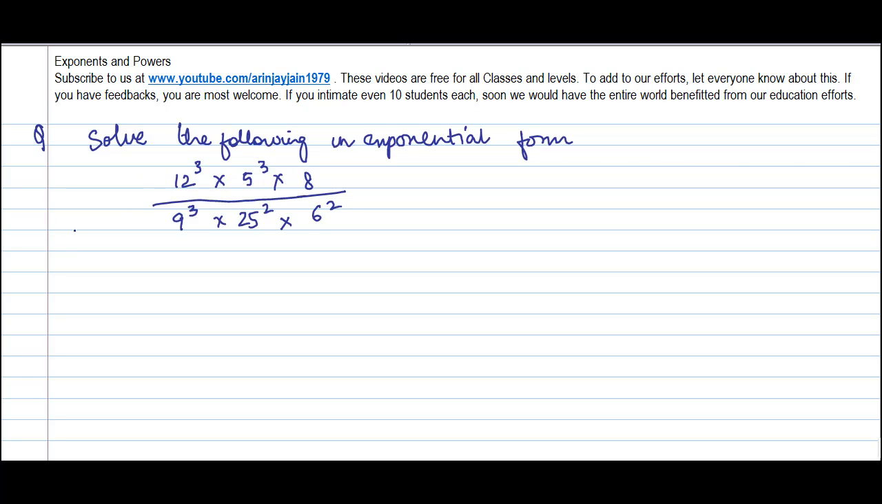Okay, so you're given another problem, which this time seems to be a bit complicated. You're given these numbers and you have to solve this equation. Now, whenever you are given such kind of equations, the best thing to do is try to break it into its prime factors as much as possible.